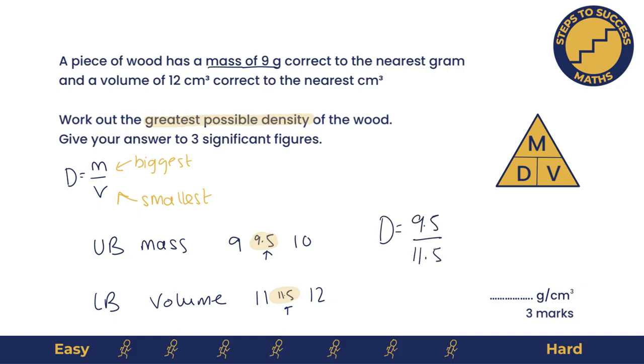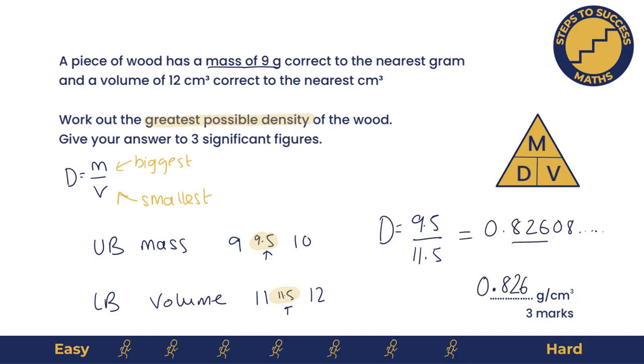And we're going to write down the answer we get off our calculator, which is 0.82608. And then we're going to use 3 significant figures. So remember, that's 3 numbers and any number of zeros. So that's 0.826.